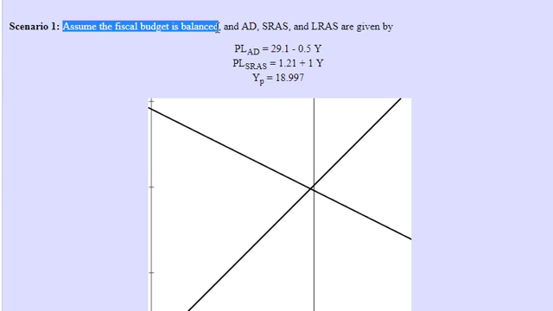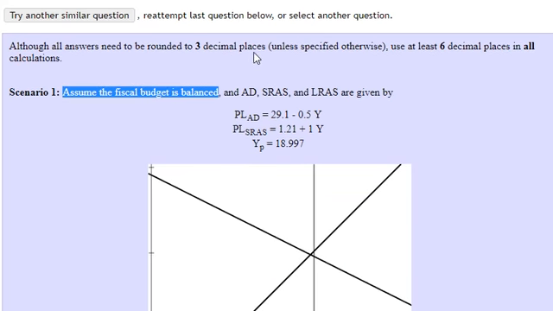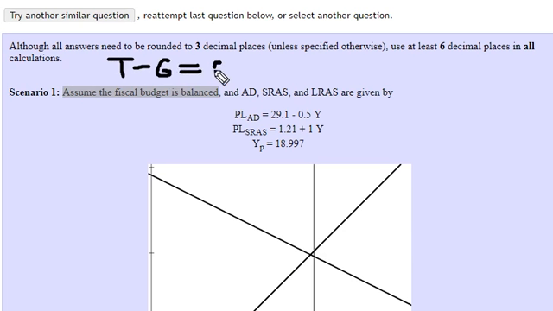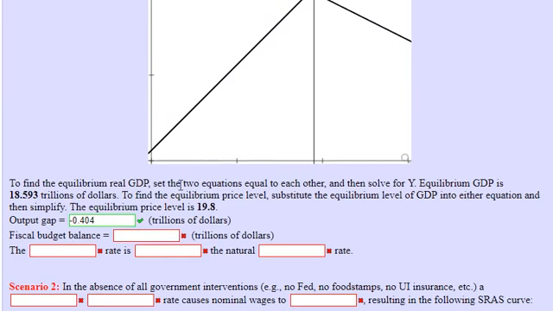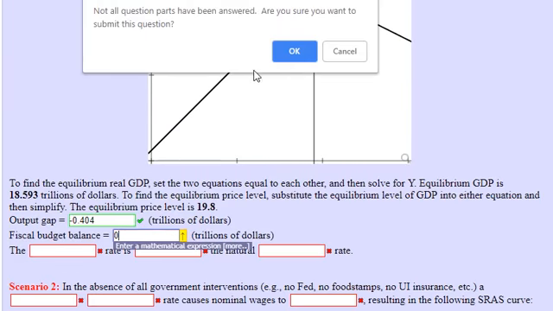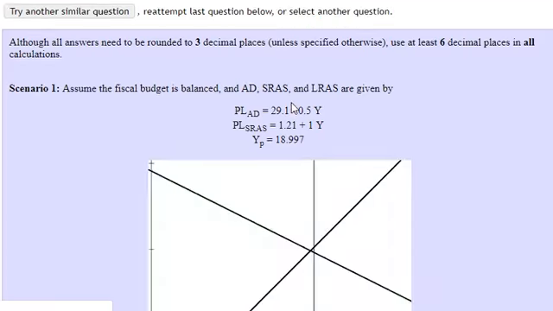That means taxes equal government spending, and the fiscal budget is T minus G, and because it's balanced, that must mean it's equal to 0. So the fiscal budget, taxes minus government spending, is 0. By assumption. So that's 0, right?